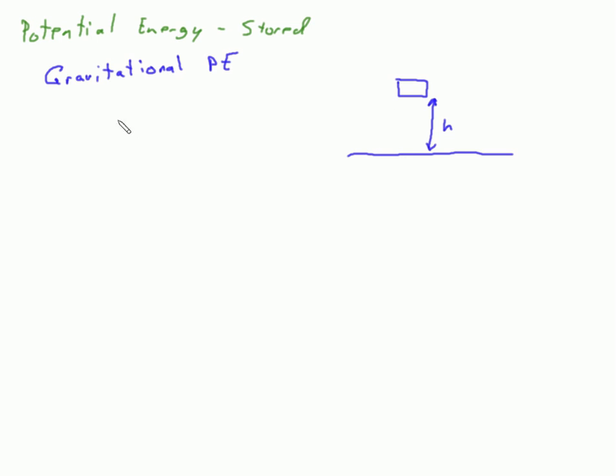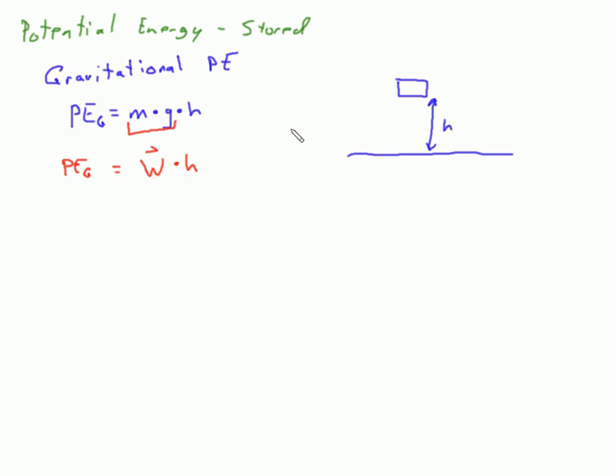So when we look at gravitational potential energy, we will simply calculate that, PEG, by taking the mass of the object times the acceleration due to gravity times the height, or the distance the object is above the ground. Now, as you'll recall, the mass times the acceleration due to gravity of an object is also known as the weight of the object. So we take the weight of the object times the height. That is also the gravitational potential energy.